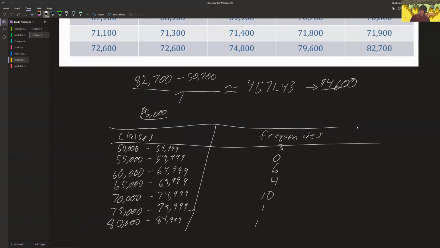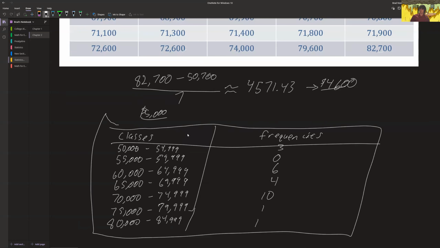Now note, when you do have a frequency distribution in general, you should provide a title for it. So in the context of this, this is highest salaries for entry-level bachelor's or bachelor degree recipients. And this is what our frequency distribution looks like here. Hopefully this makes sense to everybody so far.